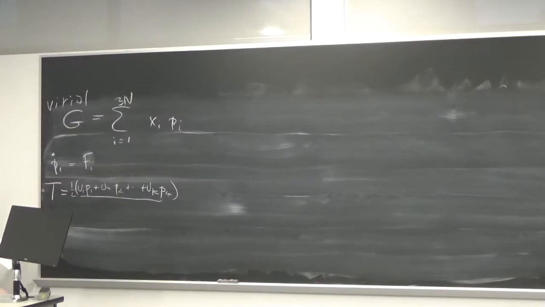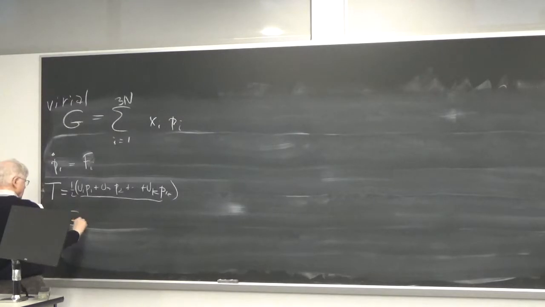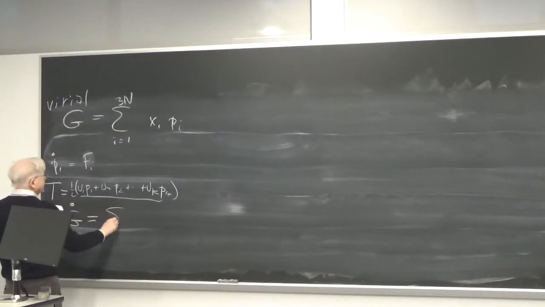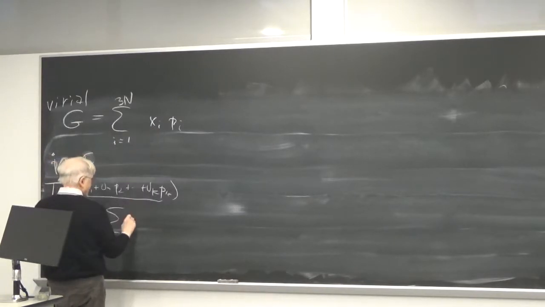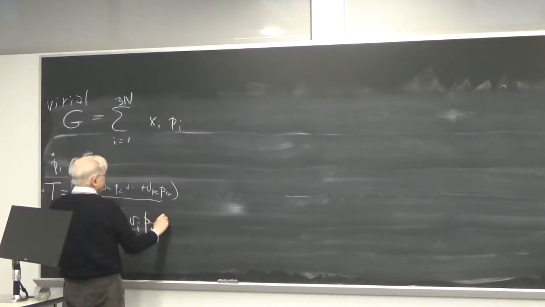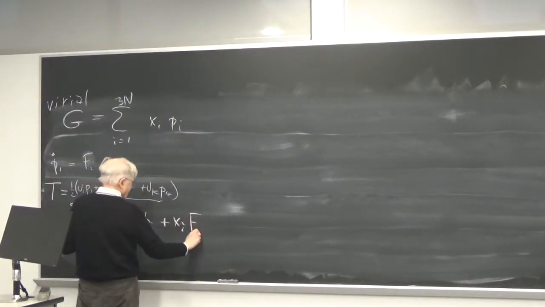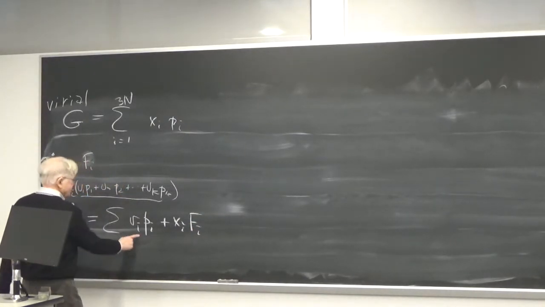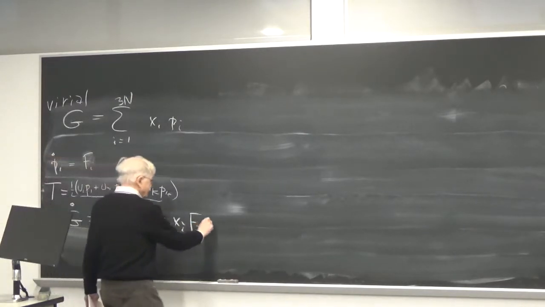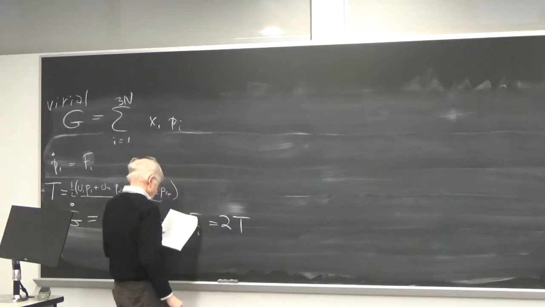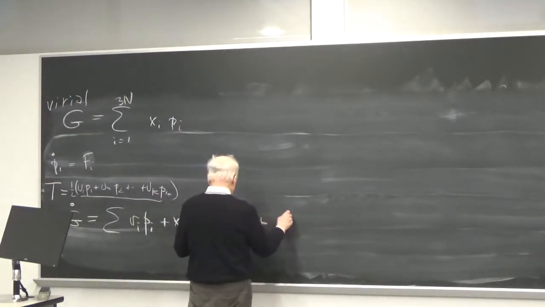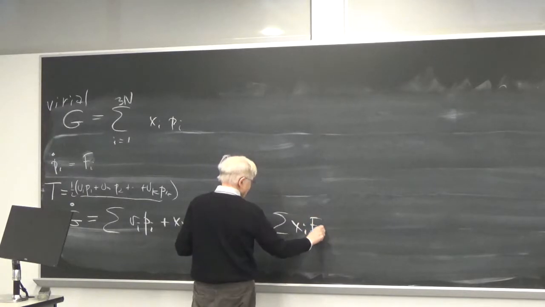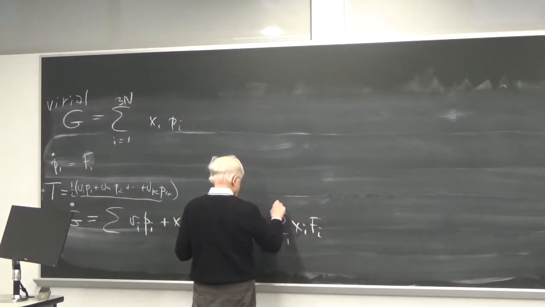In terms of p dot and F and T, we can write the time derivative of the virial. It would then be a sum where you take the time derivative here, you get v_i p_i, and do the time derivative there, and this is x_i F_i. And so this sum here is twice the kinetic energy, and what's left then is the sum of x_i F_i, i equals 1 to 3N.